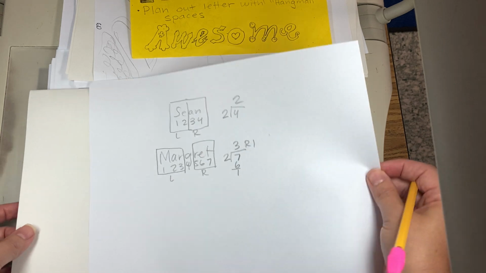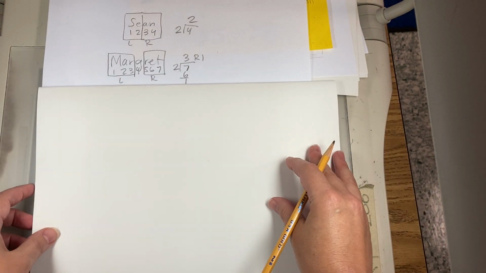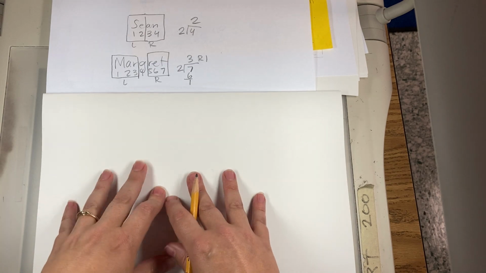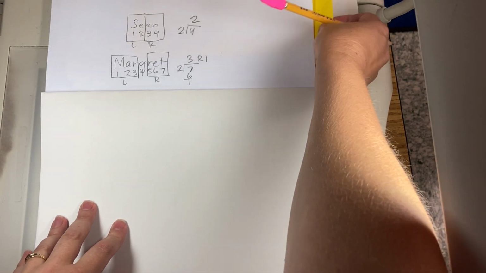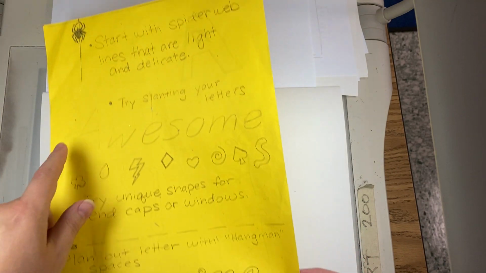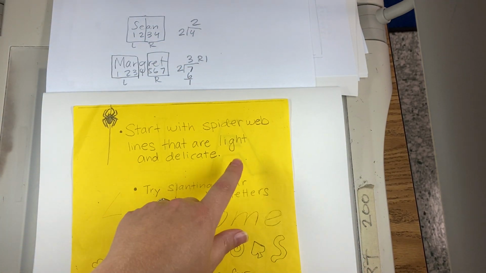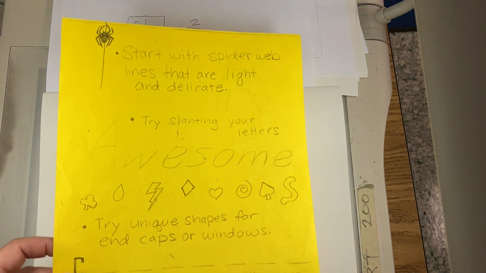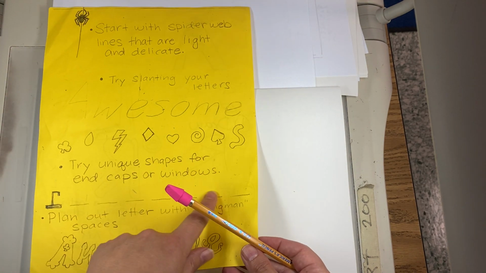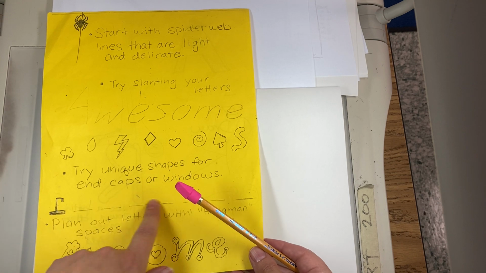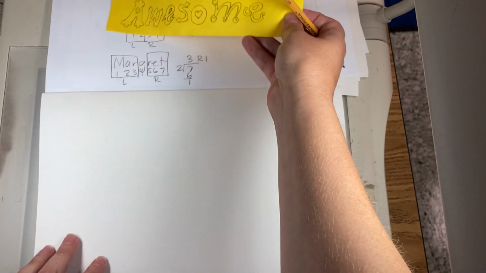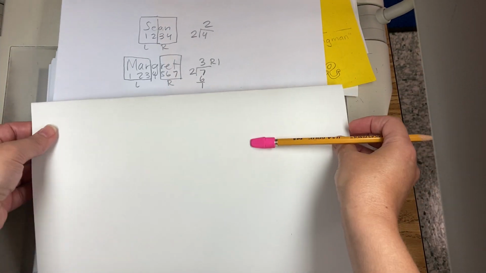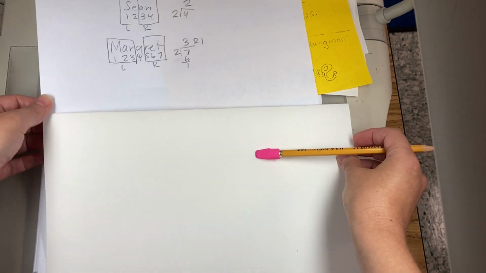So I'll show the word Sean on this side. And when you're doing this, I'm kind of pressing a little harder so you can see, but you want to be very gentle. Like it says here, start with the spiderweb lines that are light and delicate, okay? And then we're going to make hangman marks so that we know where the letters are, because we want it to be spread apart. We don't want it just to be small like it is on this paper.